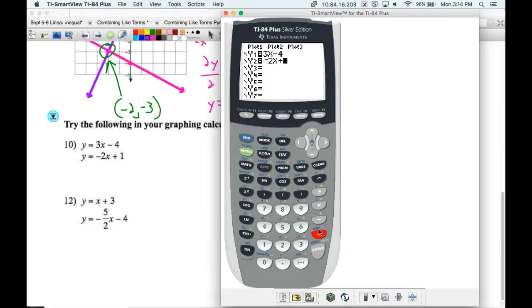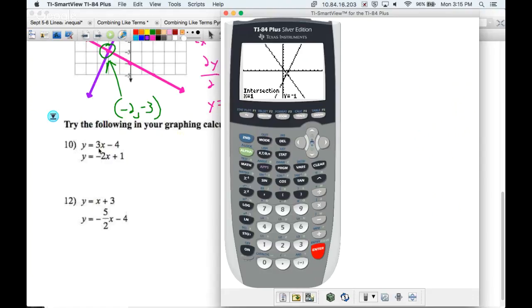-2x plus 1. Now, to get an idea of where these intersect, I could look at the table, or I could see if just zoom 6 shows the intersection point. Once again, that's zoom and then the number 6. And we can see that, yes, zoom 6 does show where these intersect. So now I can just use second trace, number 5, and then select the first line, select the second line, take a guess, somewhere around there. See that these intersect at 1, -1.